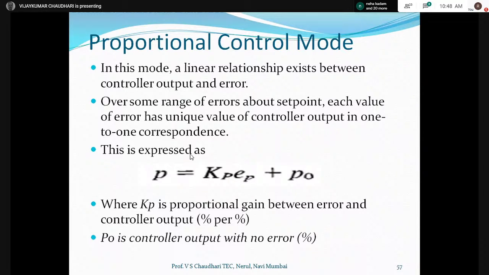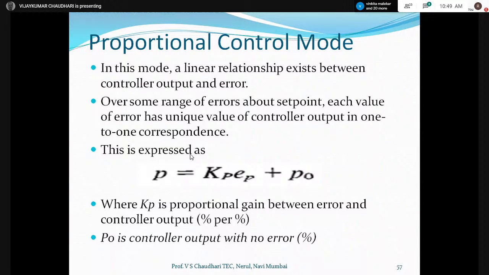We have been given a certain range of error. Later we will call this the proportional band, 0% to 100% error. For this error range, each value of error has a particular control output, whether the error is increasing or decreasing. If it is at a particular magnitude, it has a fixed value of controller output.